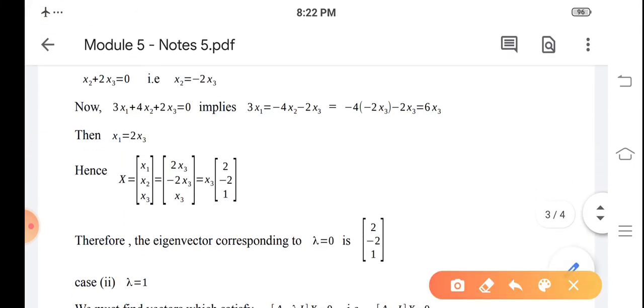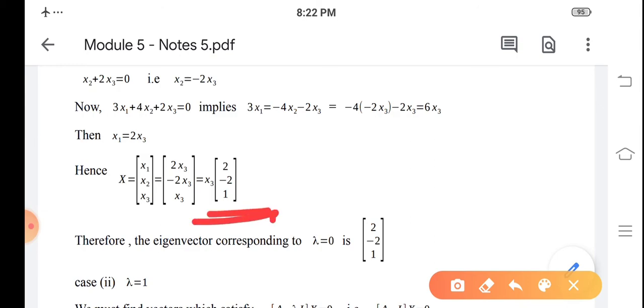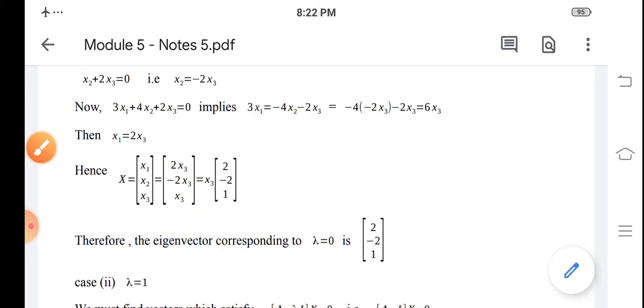Now we have x equal to the column vector x1, x2, x3, where x1 is 2 times x3, that is 2x3, then x2 is minus 2x3. So it is 2x3, minus 2x3, x3, or we write it as x3 times (2, minus 2, 1). Therefore, the eigenvector corresponding to lambda equal to 0 is the column vector (2, minus 2, 1), or any non-zero multiple of this is an eigenvector for lambda equal to 0.